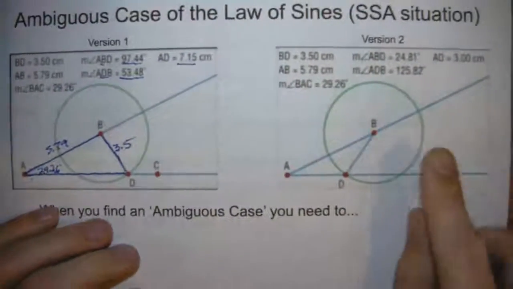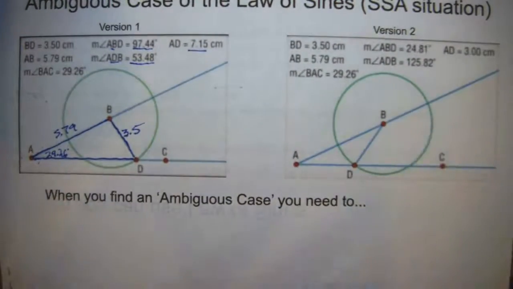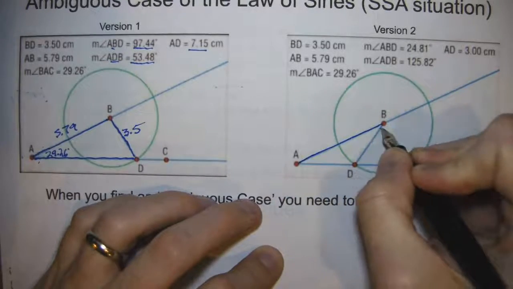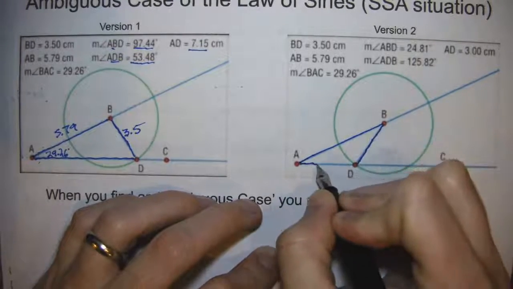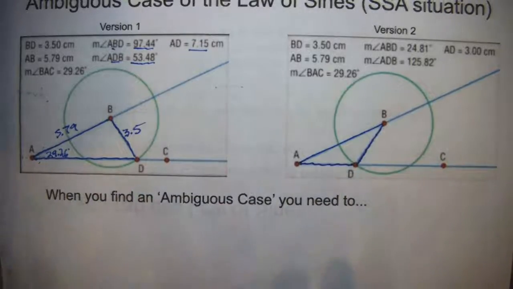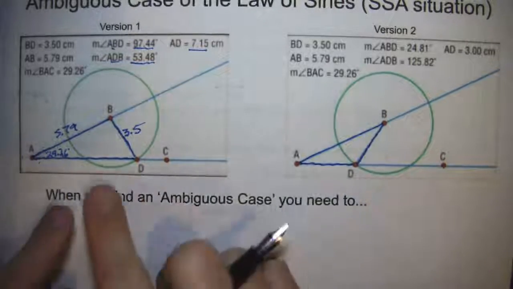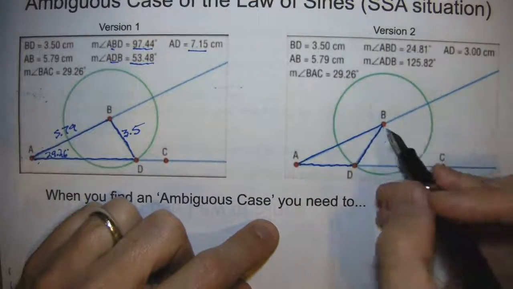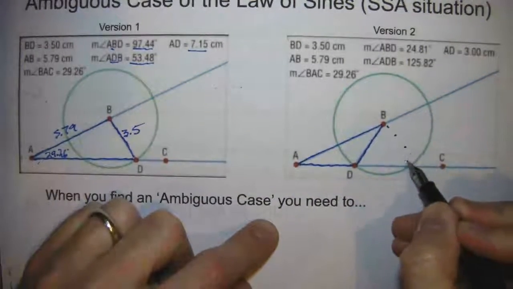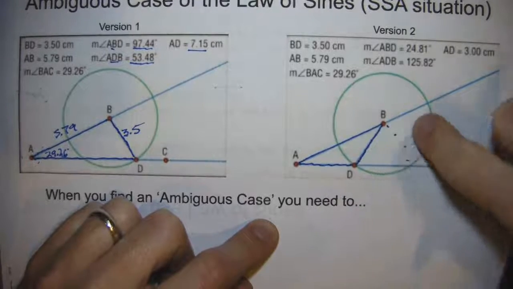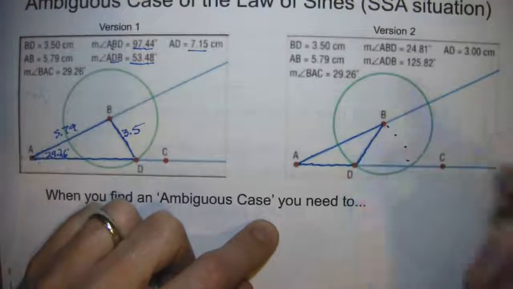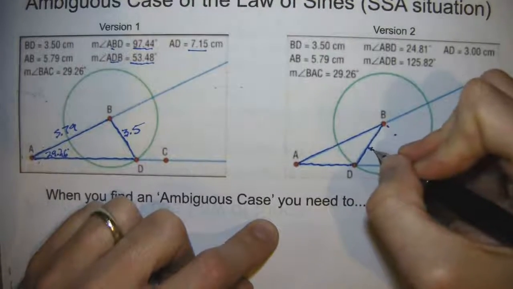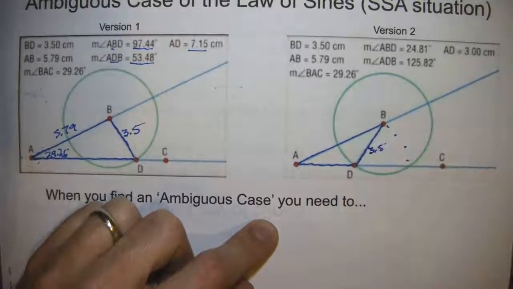Here's version 2. Pay very close attention. Here's the triangle that we're working with. Now remember, the only thing we knew about the triangle going into all of this is what BD was worth. That's where the circle comes in. Notice this is where our original BD was. All I've done is simply shifted it over. And because it's a radius of a circle, it stays the same. So this is also 3.5 centimeters.